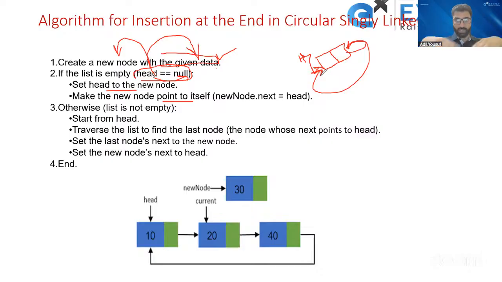That is the only single node in the list. Fine, it will point to itself, meaning new node dot next is equal to head. Whatever the new node's next is, it will point to this head. So it would be the only node in a circular linked list.